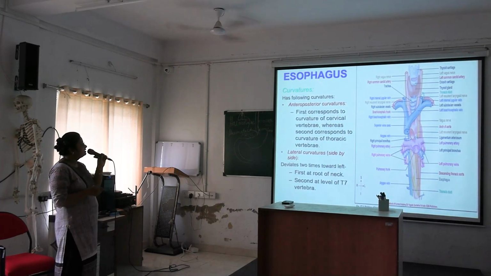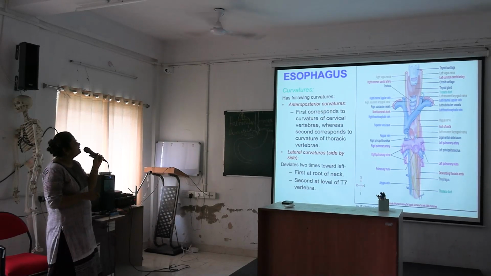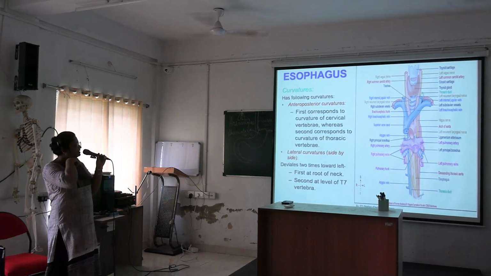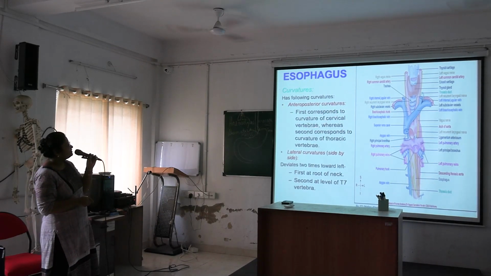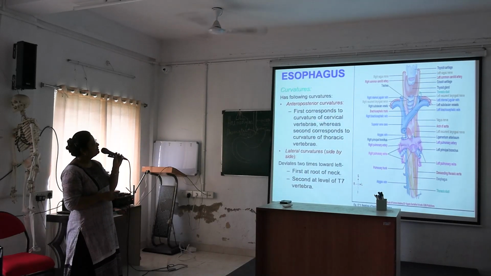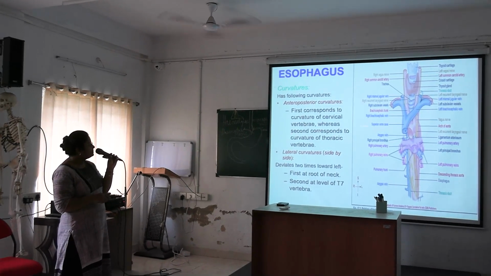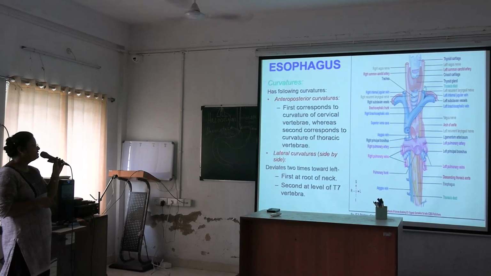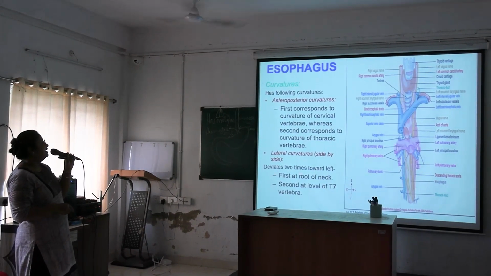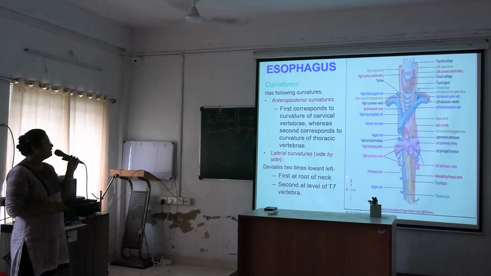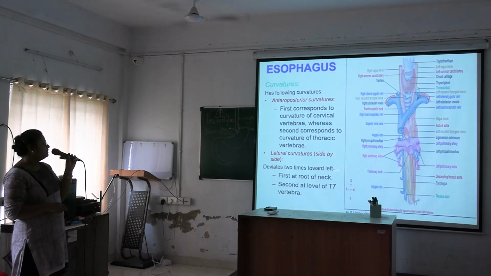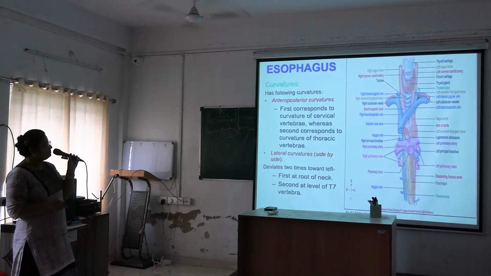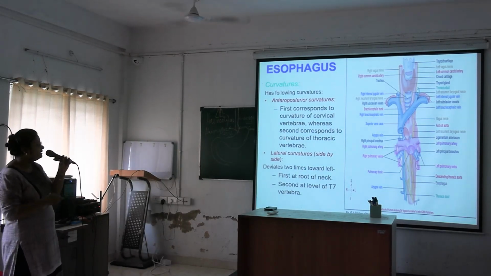The esophagus has two types of curvatures: anteroposterior curvatures and lateral curvatures. Lateral curvatures are side to side curvatures. The anteroposterior curvatures: the first, in the upper part, corresponds to the curvature of the cervical vertebra, and the second corresponds to the curvature of the thoracic vertebra. And for the lateral curvatures, it deviates two times towards the left, first at the root of the neck and second at the level of T7 vertebra. So it deviates to the left at these two levels.